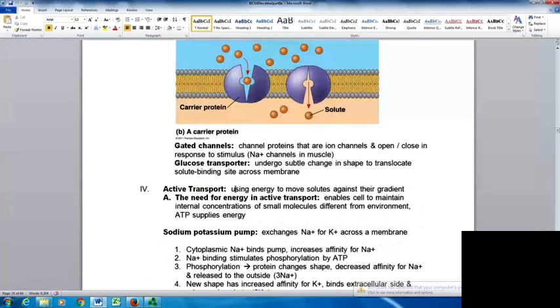So active transport, this is when you're going to use energy to move the solutes against their gradient. So when you're moving things with their gradient, that's what wants to happen naturally. It's going to require energy when you're going against what wants to happen naturally. So these will need energy to do this. This enables the cell to maintain internal concentrations of small molecules that are different from their environment, and they're going to get the energy from ATP.